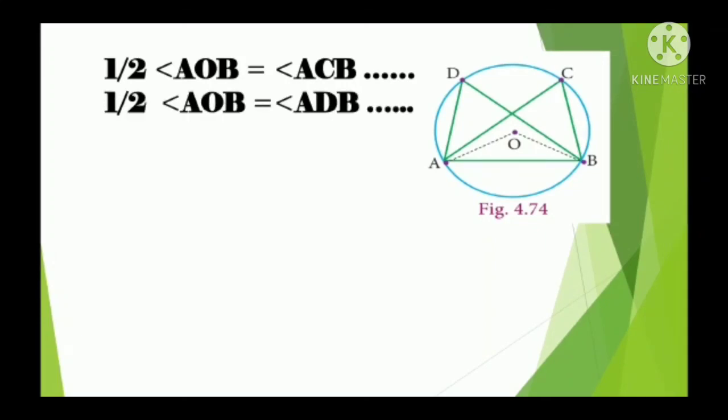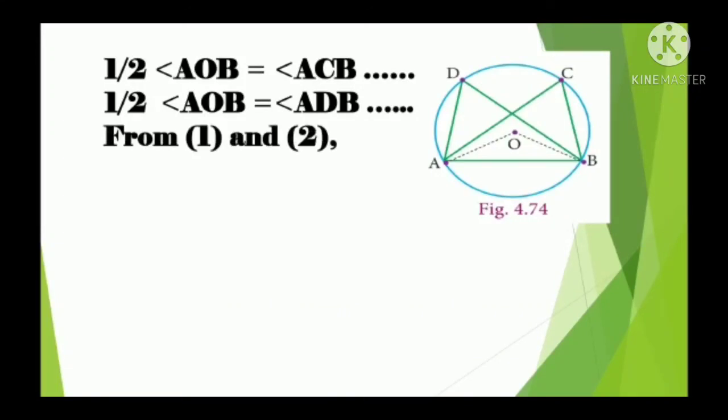We have the result: half of the angle AOB is equal to angle ACB, and half of the angle AOB is equal to angle ADB. So these are our two results. Half of the angle AOB is equal to angle ACB and half of the angle AOB is equal to angle ADB. Okay.